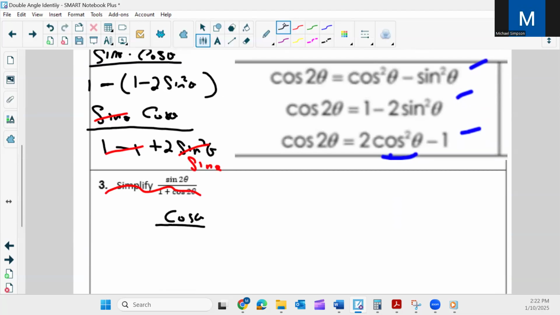Cosine theta over 2 sine theta. And what's that equal to? What is cosine over sine? Cotangent. Everybody see that? It's sine squared, so that is doing one sine still. Good. So now cosine over sine is cotangent. That gives me 1/2 cotangent.